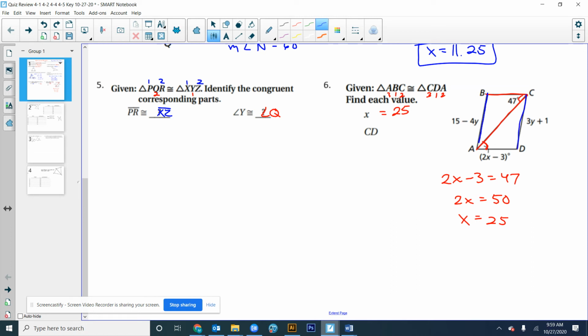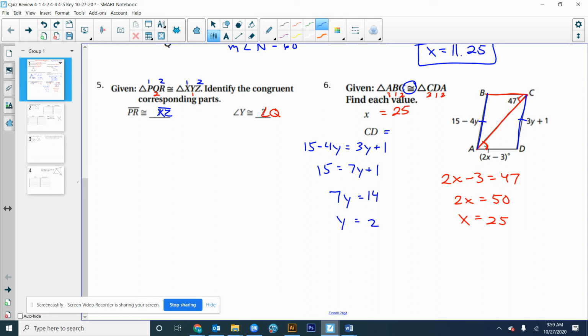CD goes with AB. Those sides are congruent because the triangles are congruent. So I'm going to set 15 minus 4y equal to 3y plus 1. Add 4y. Subtract 1. Divide by 7. Y is 2.